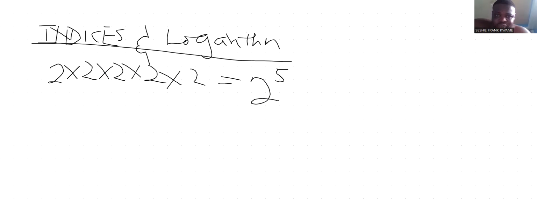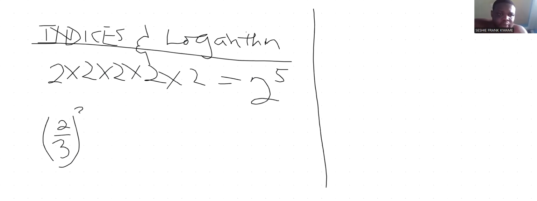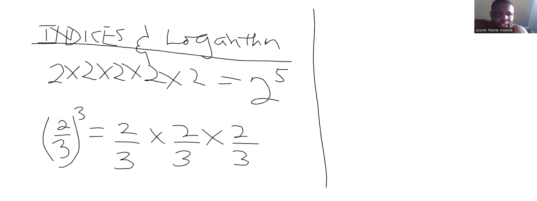The 5 is also called exponent, index, or power. So that is how we write a number. If I write 2 over 3 exponent 3, you should know that I am looking at 2 out of 3 times 2 out of 3 times 2 out of 3. That is the basic idea of indices. Let's take the laws of indices.